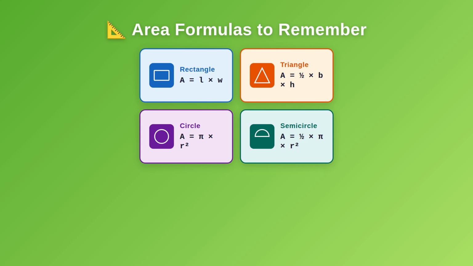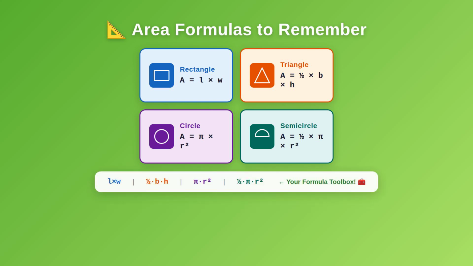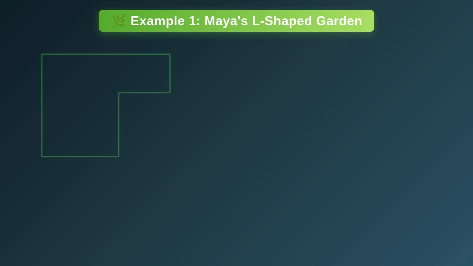The area of a rectangle is length times width. Super simple. A triangle? 1/2 times base times height. A full circle uses pi times radius squared, and a semicircle is just half of that. You've seen these formulas before. Today, we're combining them like ingredients in a recipe. Maya keeps these written on a sticky note. Smart move, Maya. Keep these handy, you'll be using them a lot today.